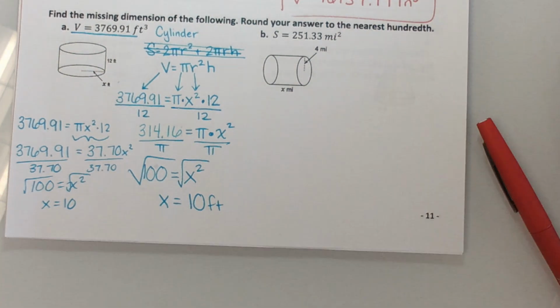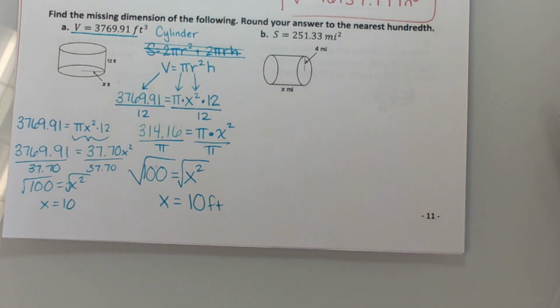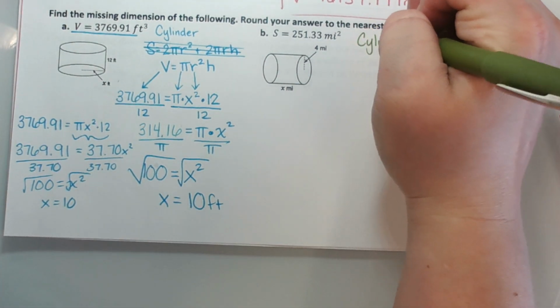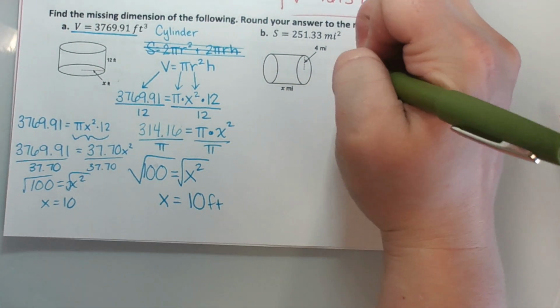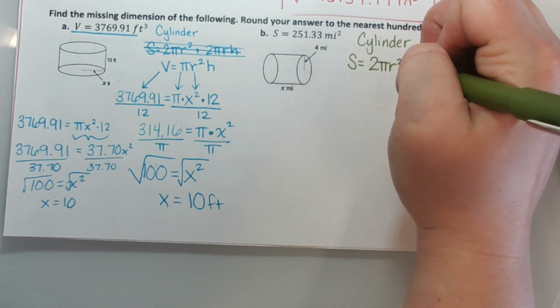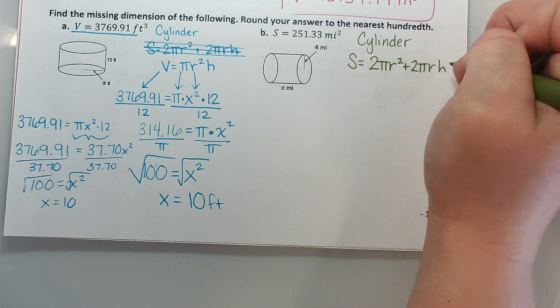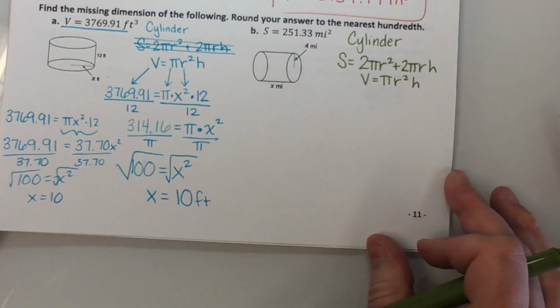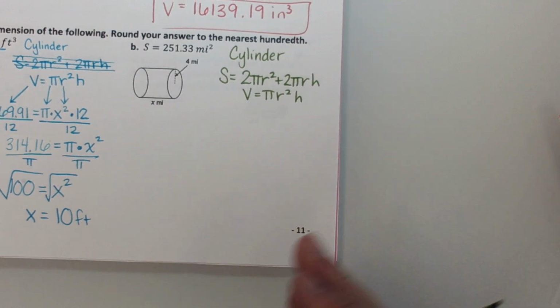Do you have to do both ways? No. Do I care which way you do it? No. Not really. As long as you get the right answer. But the reason that I show you both is because of the next problem. We already established this was a cylinder. And therefore it uses those two formulas again.